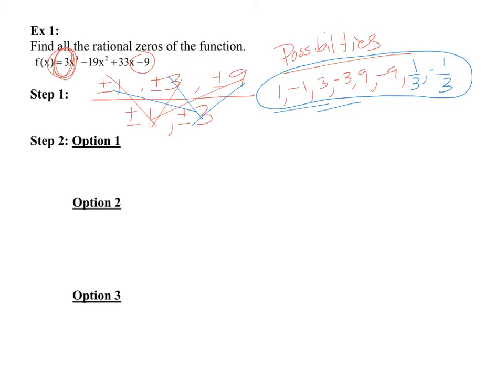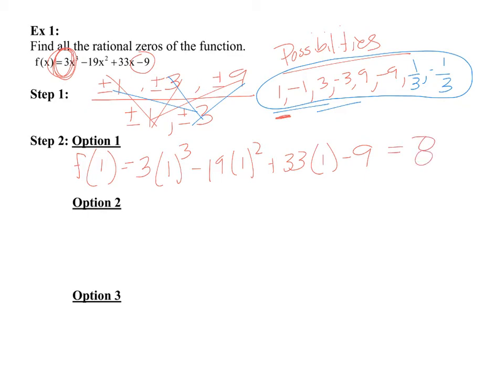Option 1. You can just evaluate the function using these possibilities. So I'm going to test out 1. I'm going to plug it into the function. So I have 3 times 1 to the 3rd power minus 19 times 1 squared plus 33 times 1 minus 9. If I work all that out, I end up with 8. Now, what does that mean? That means that 1 is not a 0 for the function. In order for it to be a 0 of the function, the result at the end has to be 0, which is not the case here.